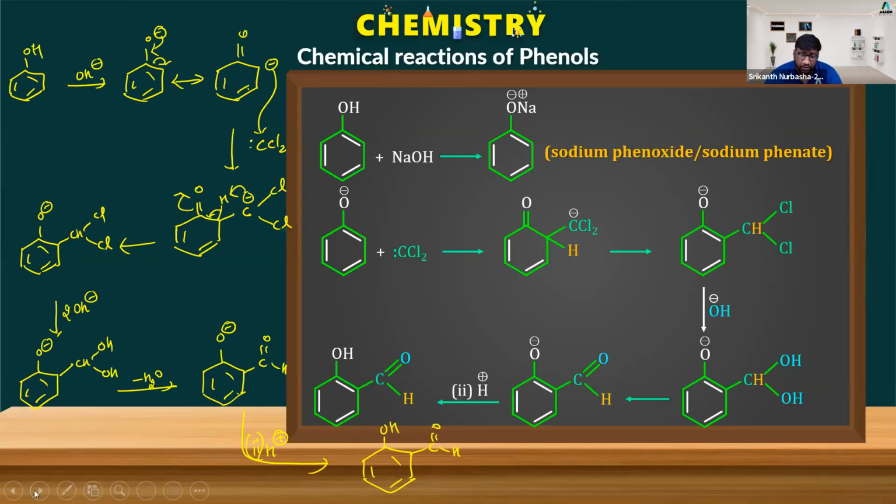The phenoxide is treated with CCl2 to form the respective intermediates. CCl2 with the C-H bond, C minus picks up the proton, the C-H electron comes in, then OH minus acts as a nucleophile here. OH minus in this step acts as a nucleophile. It is replacing the leaving group. Here OH minus acts as a base, because it picks up the proton. And ultimately we have CHOH, CHOH, two OH groups on the same carbon, unstable. So C double bond OH, acidification, you get salicylaldehyde.